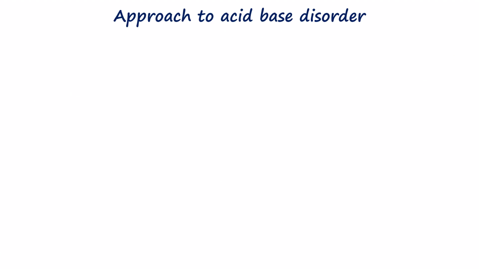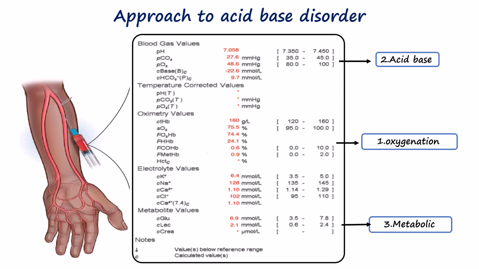Arterial blood gas, or ABG, gives vital information about oxygenation, ventilation, and acid-base status. We have discussed the oxygenation part in previous videos of this playlist. In this video, we will look into the approach we take to interpret acid-base balance.